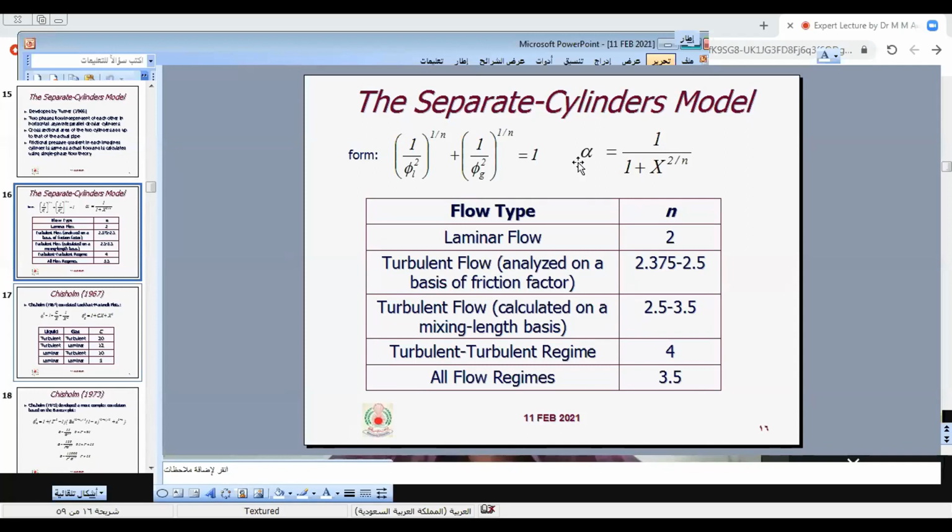He also introduced a model for void fraction. Alpha is equal to 1 in the numerator, and in the denominator we have 1 plus x to the power 2 over n, and he gave values to n for different scenarios. For example, if both liquid and gas are laminar, n is equal to 2. If both liquid and gas are turbulent, n is equal to 4.